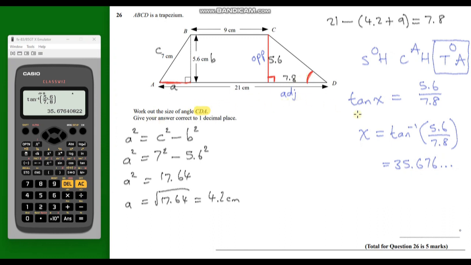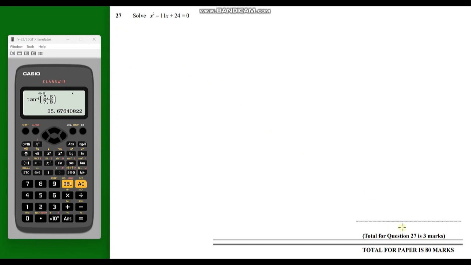And it looks right, so always do that dummy check. 35 degrees, that looks about 35 degrees. So I'm quite happy that that's the right answer, but we need to give our answer to 1 decimal place. So we're going to round up to 35.7 degrees.